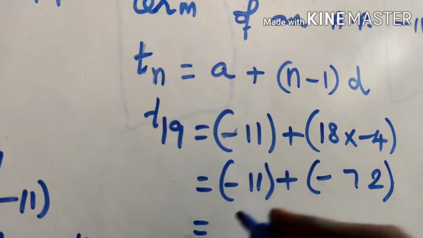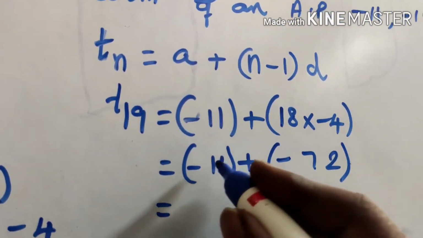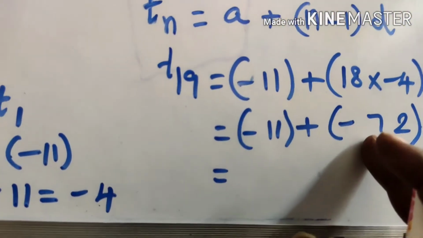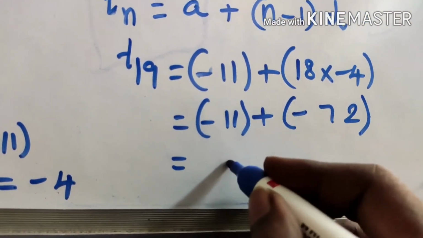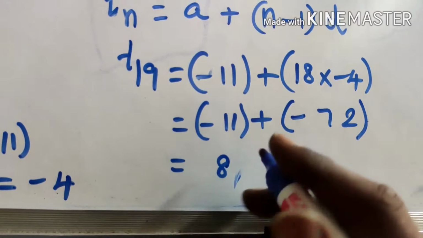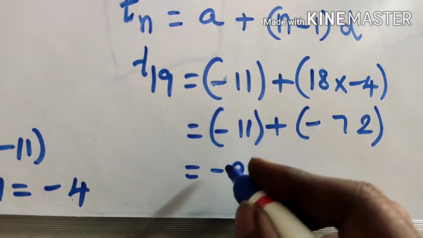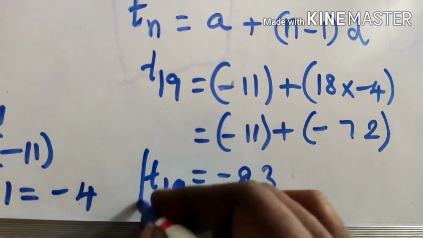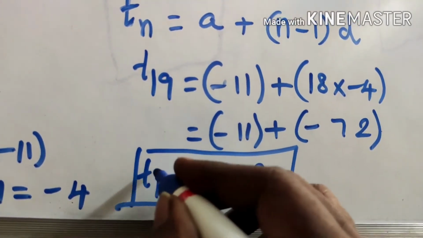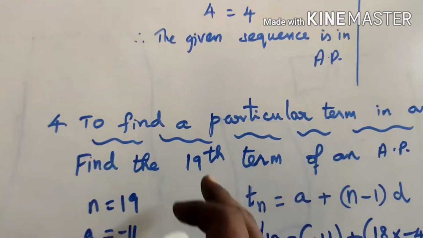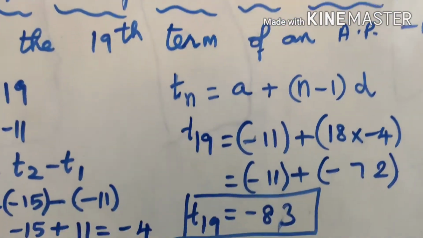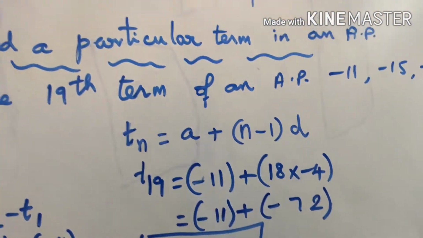Now use the addition rule. Both have the same sign, so add and put the same sign. If you add, you get 83, and the same sign, minus. So this is the 19th term, T19. T19 means 19th term. That's what they have asked. So this is the way to find a particular term in an AP.